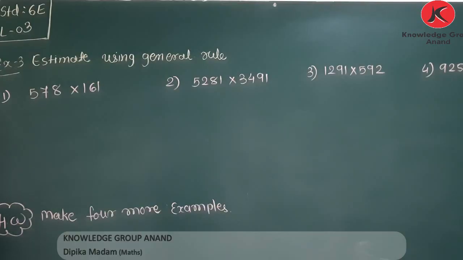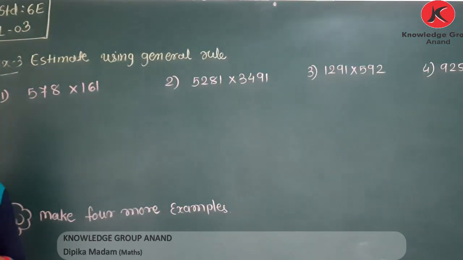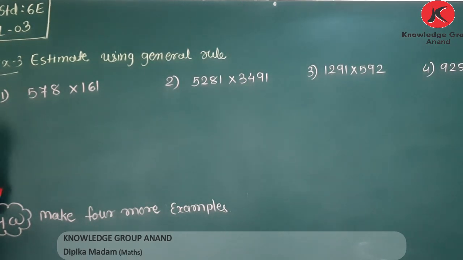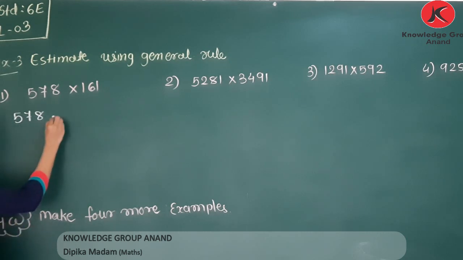Now exercise 1.3 and example 3. Estimate using the general rule. Again, here it is not written which estimation you need to perform. Means you can perform any estimation. So, first example, 578 multiply 161. So 578, I perform the 100 estimation. It is between 500 and 600. What is the nearest value? 600.